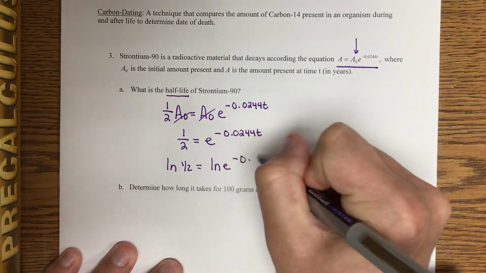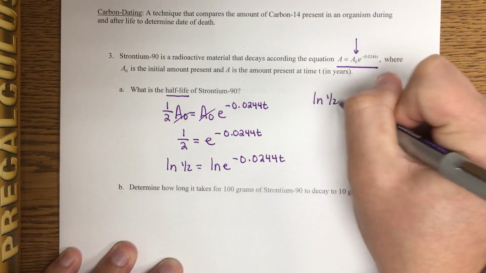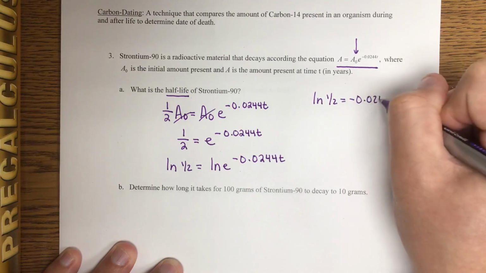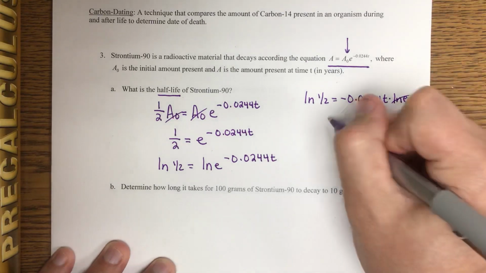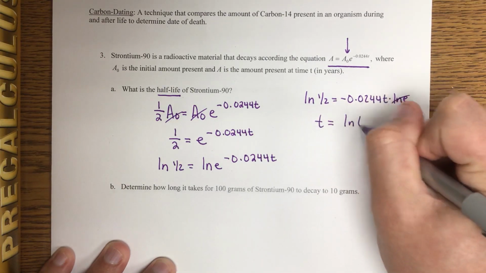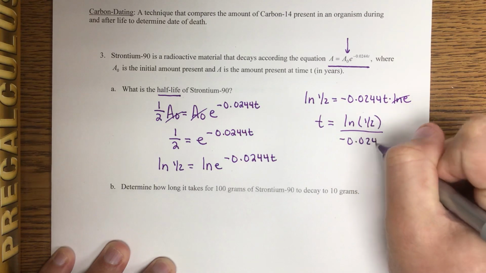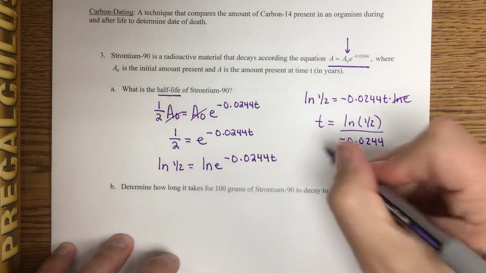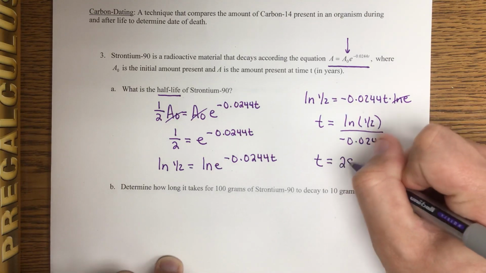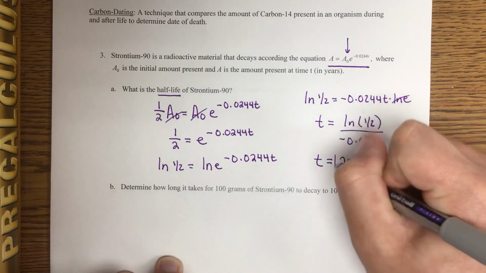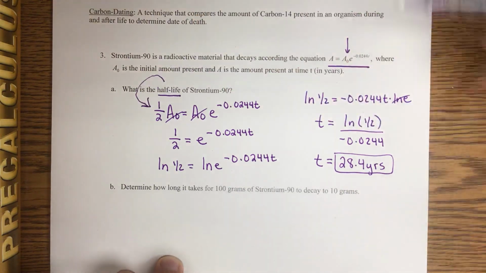And this process just repeats itself as we've done it quite a few times today. So you will get t is equal to the natural log of a half, which you'll want to put in parentheses, divided by negative 0.0244. That's going to give you how long it takes for half of the substance to decay. And that should be around 28.4 years. So once again, if you see half-life, the number you're going to use here is a half.